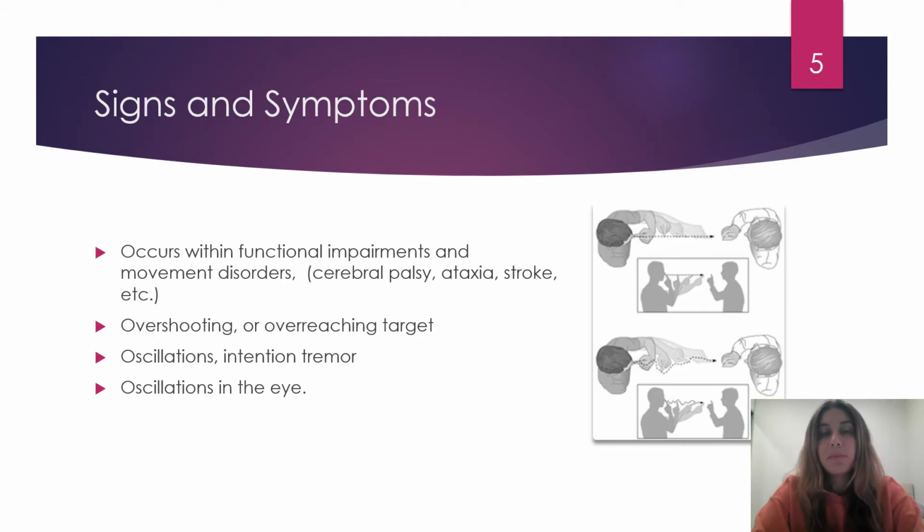So the signs and symptoms of dysmetria. Often you will find that dysmetria occurs with other disabilities. Patients with cerebral palsy or that have had a stroke actually have similar symptoms. But the main symptom is overshooting, which basically is overreaching a target or going past the target. You may also see oscillations, which is referred to as an intention tremor, which is basically trembling in the limb. And you might also see oscillations in the eye, so the eye moving back and forth in a rapid manner.